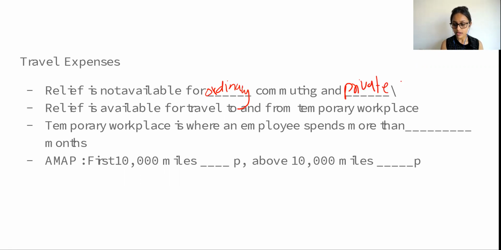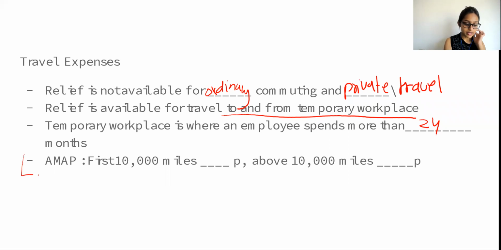What is ordinary commuting? Ordinary commuting means the travel you do daily from your home to your permanent workplace. Relief is available for travel to and from a temporary workplace. What is a temporary workplace? A workplace in which we spend 24 months or less, where we have a contract of 24 months or less. So in these cases, the travel expenses are very much deductible for you.